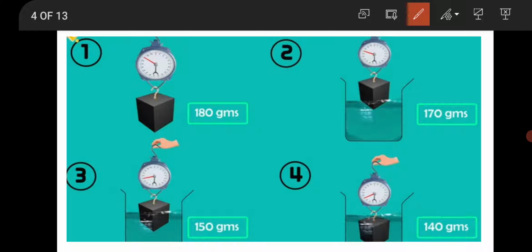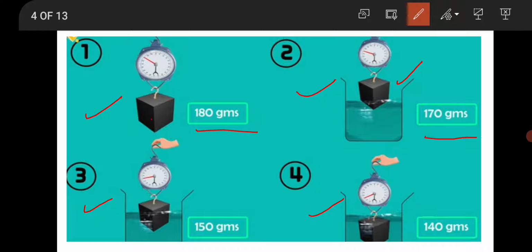Now see here in this diagram, you can see I have shown 4 experiments. First is a spring balance. The weight of a substance is taken. Suppose this is an iron bar, and the weight of this iron bar is taken on a spring balance, and it comes out to be 180 gram. Now when this iron bar is immersed in a liquid, then its weight, if it is taken on a spring balance, it comes out to be 170 gram.